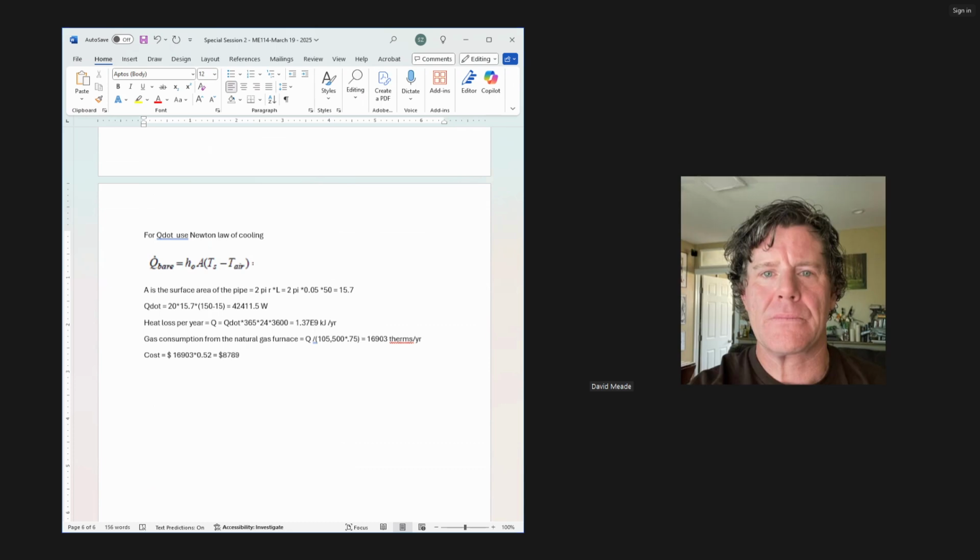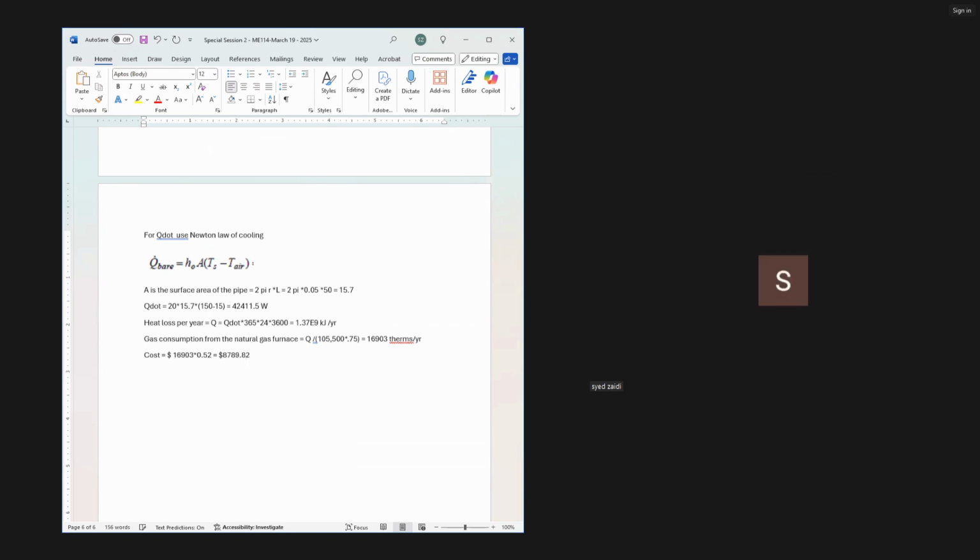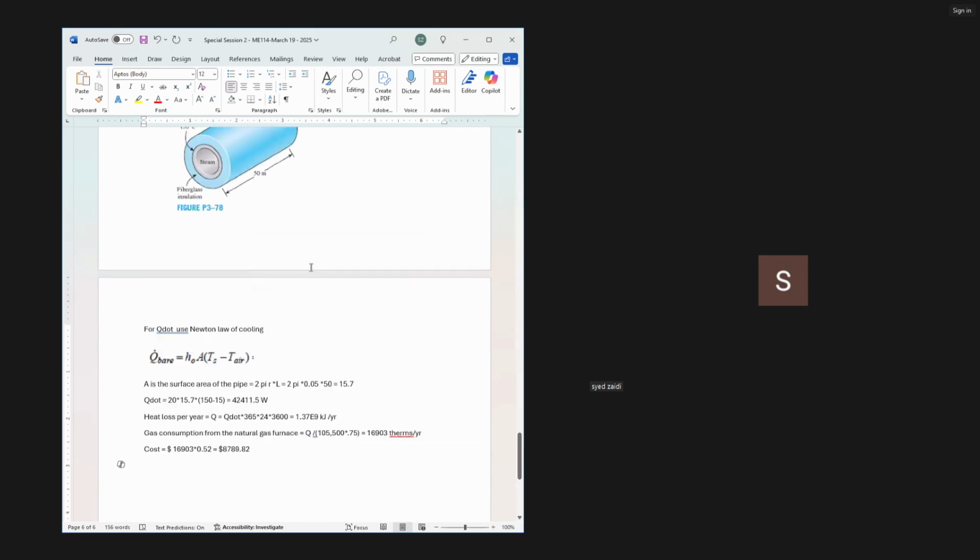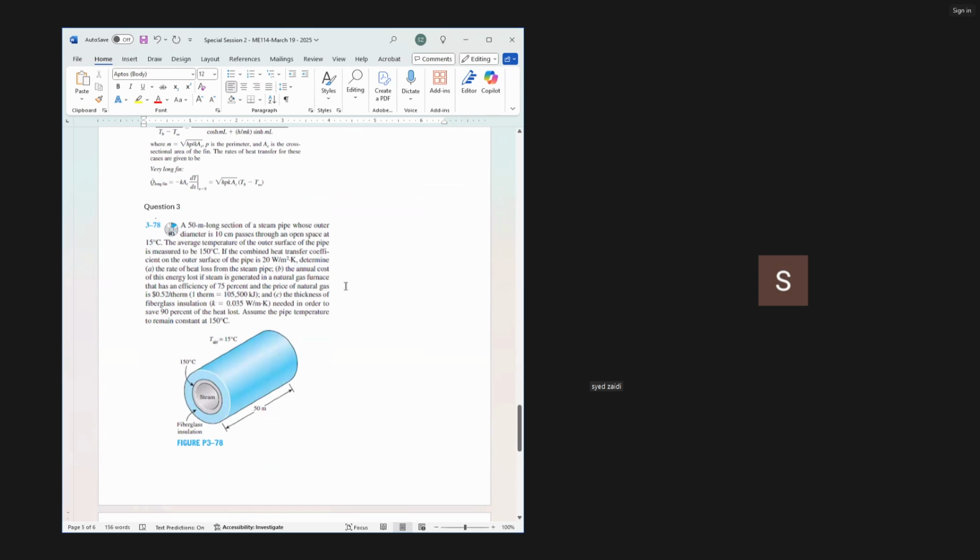8,789.82. So that much is the money which you will give per year. Okay. Now, what is the next part? The next part is that the thickness of the fiber insulation is this one in order to save 90% of the heat lost. So 90% of the heat loss we have to find out.